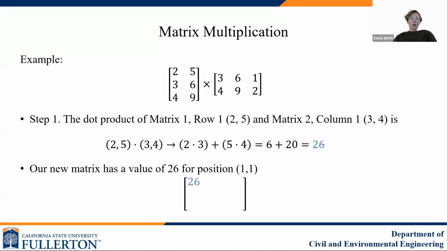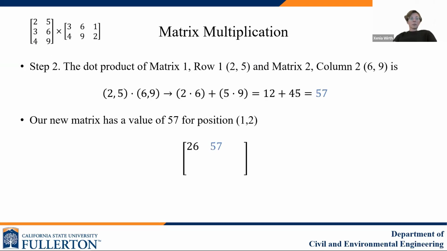Let's do step 1. I want to find the value in position 1, 1 of my new matrix. So that means I need to multiply the first row of matrix 1 by the first column of matrix 2. In this case, I'm doing the dot product of 2 and 5 by 3 and 4. That would be 2 times 3 plus 5 times 4. 2 and 3 are multiplied, 5 and 4 are multiplied, which is 6 plus 20, which is 26, which means that our new matrix for position 1, 1 has a value of 26.